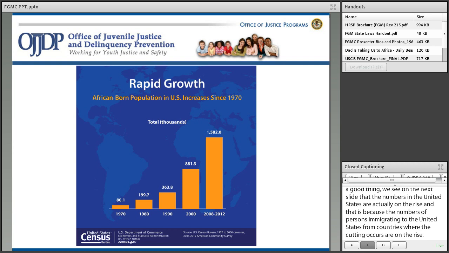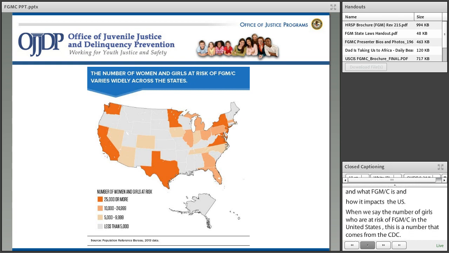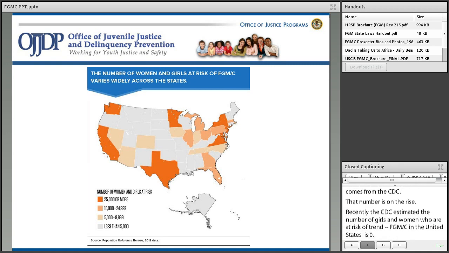When we say the number of girls who are at risk of FGM in the United States, this is a number that comes from the CDC, and that number is on the rise. Recently, the CDC estimated the number of girls and women who are at risk of FGMC here in the United States is 500,000 strong. That number is an estimate, and it's based on extrapolated information. That is, how many women from those countries that practice it have come here. And it's important to note also that that 500,000 number includes not only girls who are at risk of being cut, but women who have been cut.